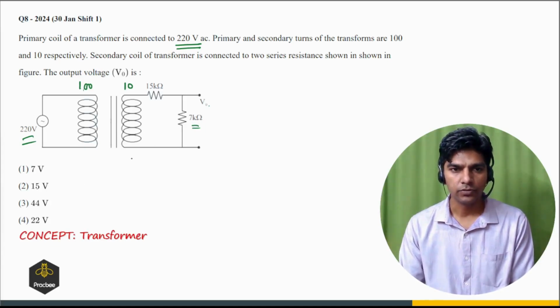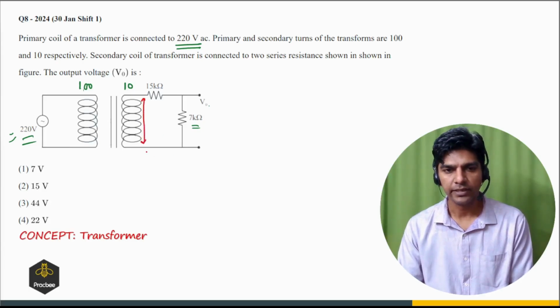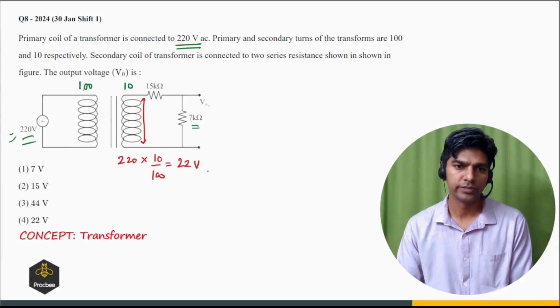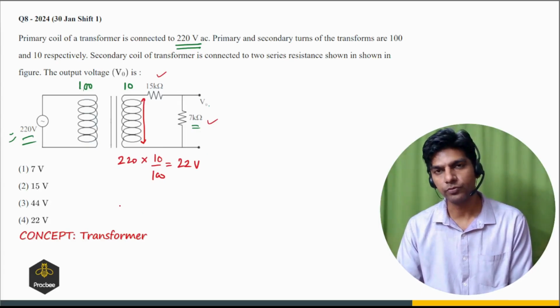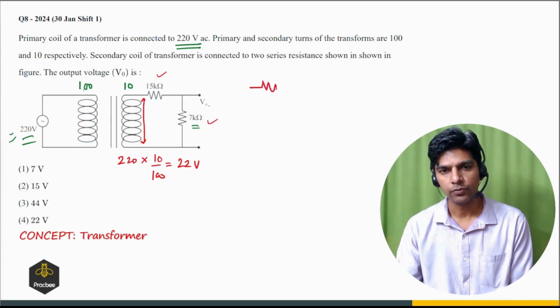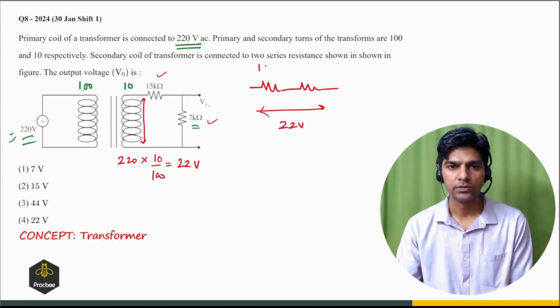Right. So here, since this is 220, we can say the voltage across the secondary will be 220 times 10 by 100, right? Which will be 22 volts. Now this 22 volts is appearing across this series combination of two resistors. So we have two resistors which are in series, and across this we have a voltage of 22 volts. So this is 15 kilo ohms and this is 7 kilo ohms.